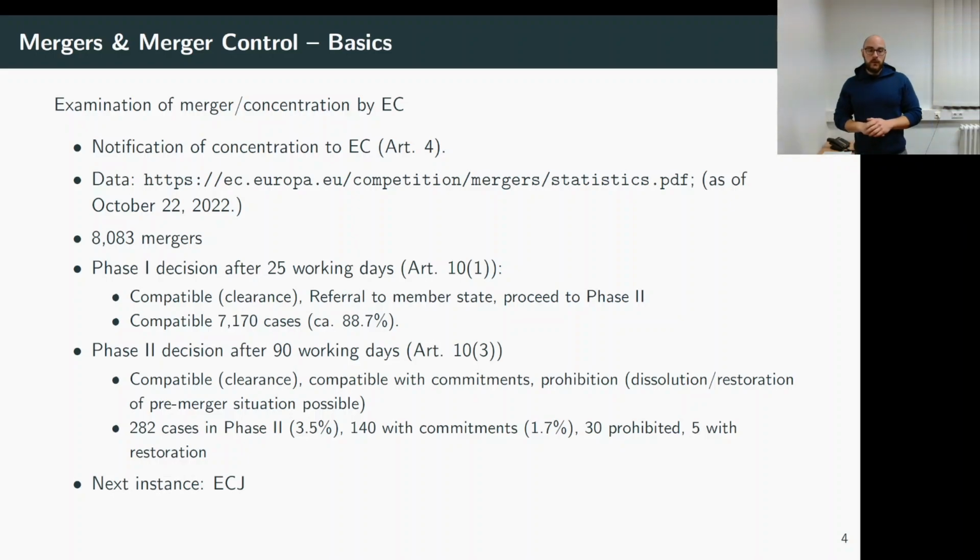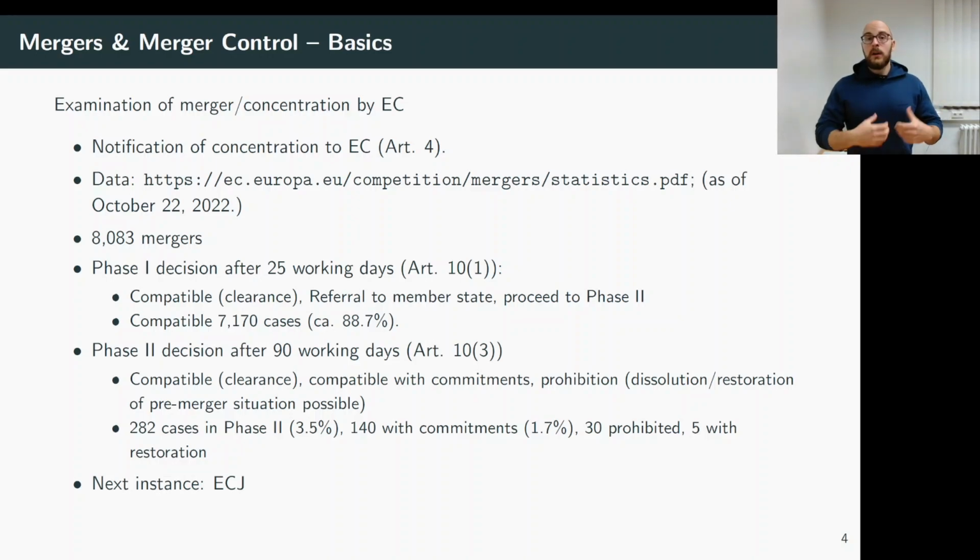And out of these 282 cases, we have 140 cases with commitments. I will explain what that means in a minute, which is around 1.7%. 30 were prohibited, and 5 were prohibited with restoration. So very few mergers, 35 out of more than 8,000 mergers, were not cleared, right? Regarding the outcome of phase 2, we have again clearance as a potential outcome. We see that most cases are deemed compatible, and they could also be compatible with commitments.